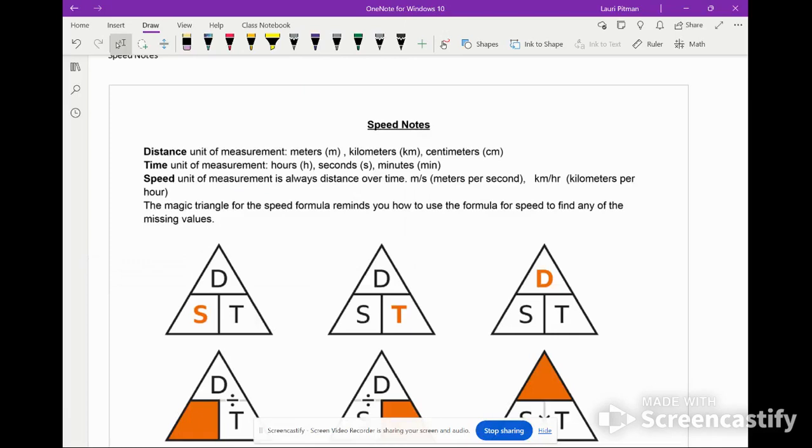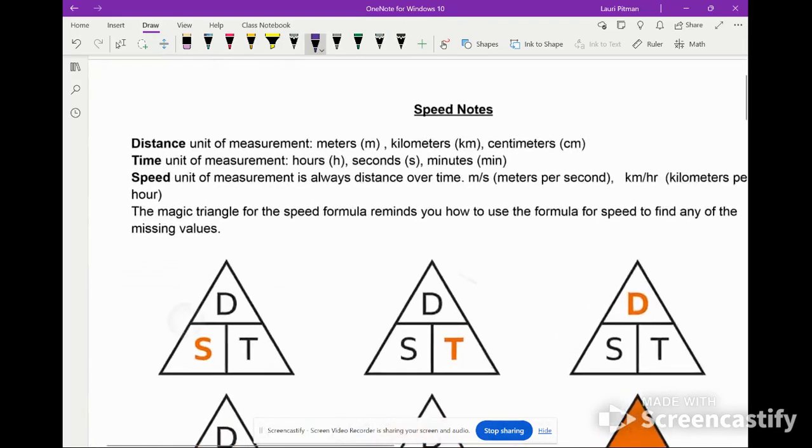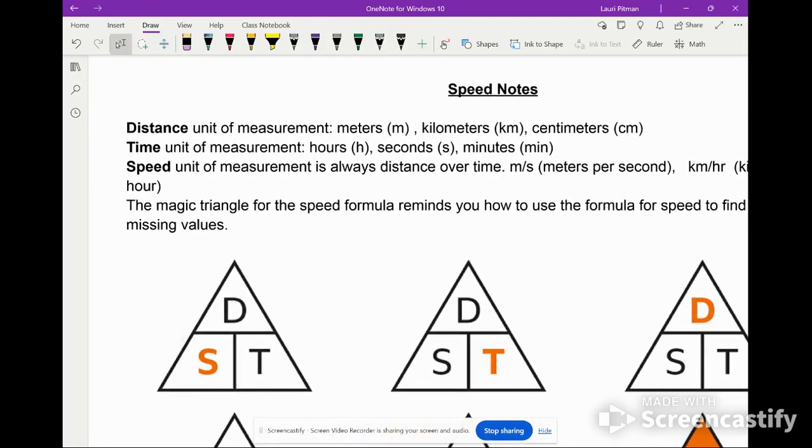Okay, so let's take a look. You should have this notes page in front of you, and I want you to write down anything that I write. Okay, so the first thing you need to know are your units of measurement.